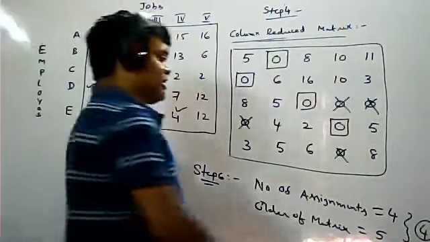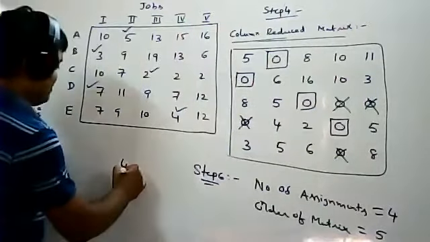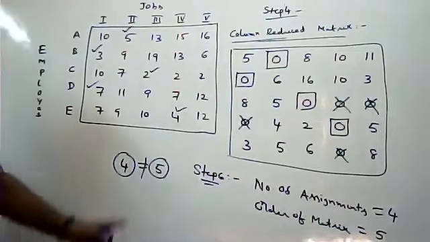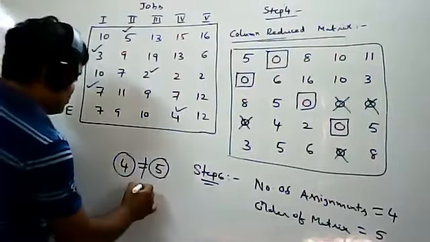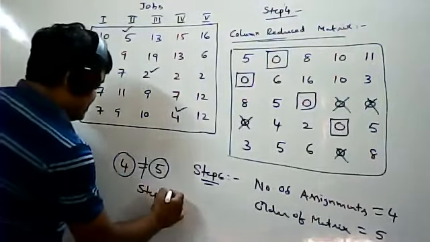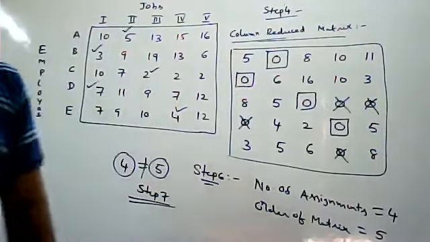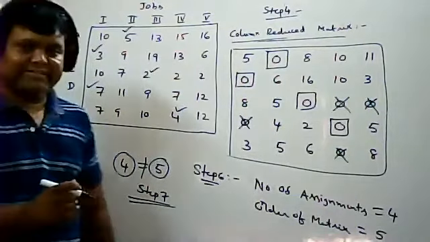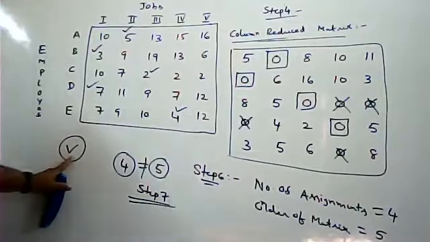In the previous problem, the number of assignments was equal to the order of the matrix. But in this case, the number of assignments is 4 and the order of the matrix is 5, so it is not equal. Whenever the number of assignments is not equal to the order of the matrix, you have to go to step number 7. What is step number 7? Step number 7 is called the tick mark procedure. Tick mark means like this.